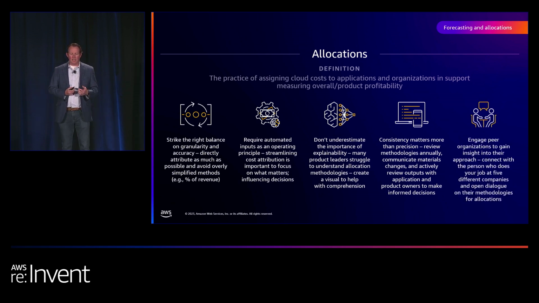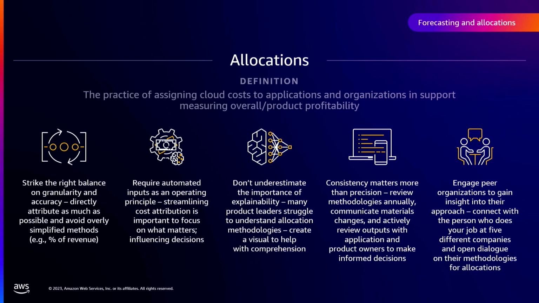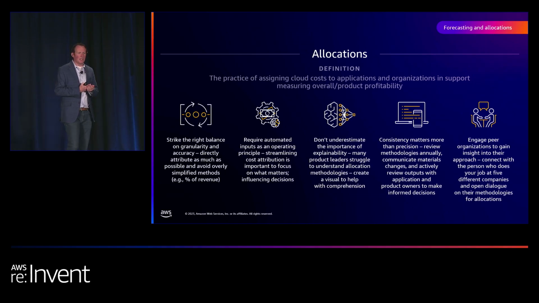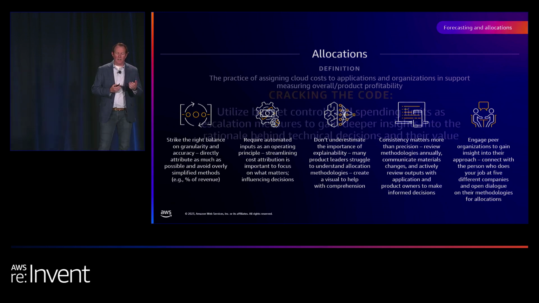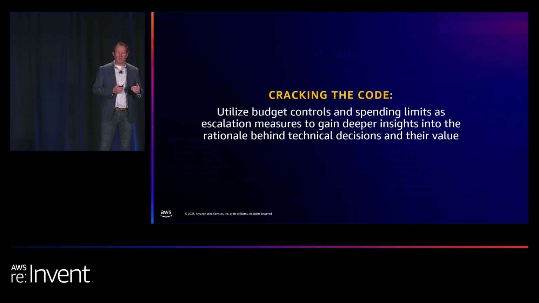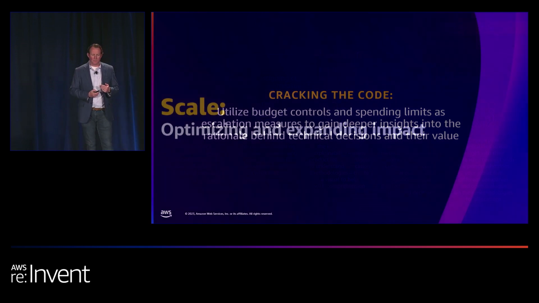And then lastly, again, I'm going to continue to emphasize this notion of peer organization engagement. Find someone who does your job or a peer and try to have a conversation around forecasting and allocations. Most are going to share your pain a little bit on some of these elements, but a lot will have really great ideas that you can consider as you go through your journey. So the takeaway here is obviously think about controls and limits. Think about escalation as you go through balancing both allocations and forecasting.